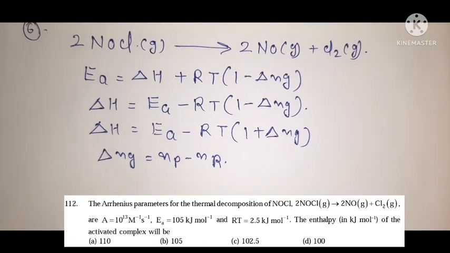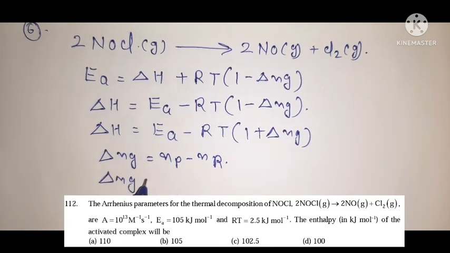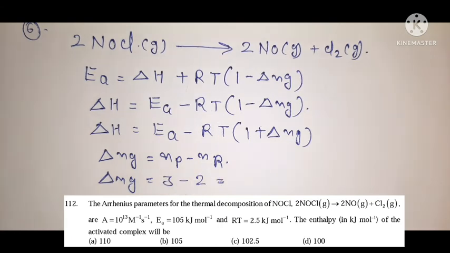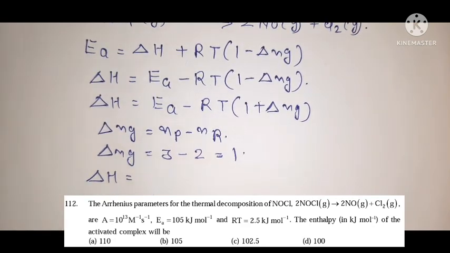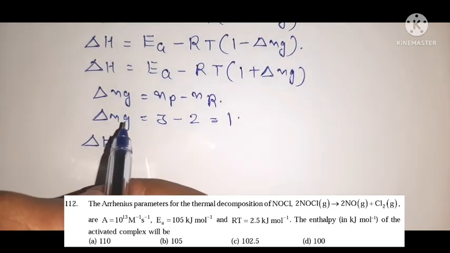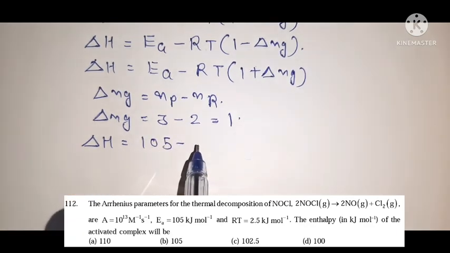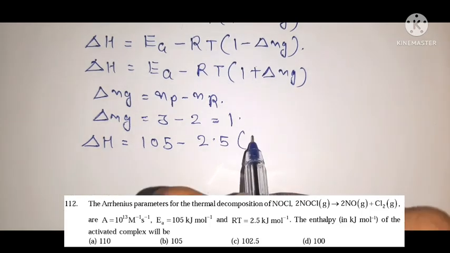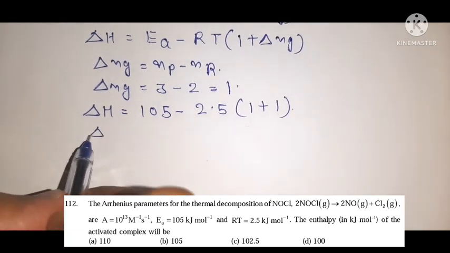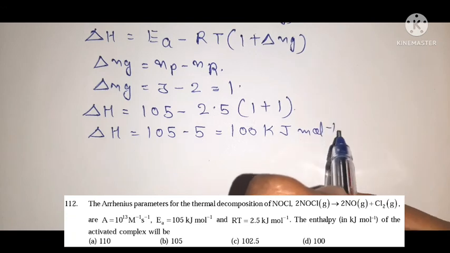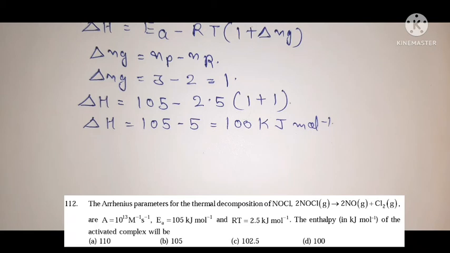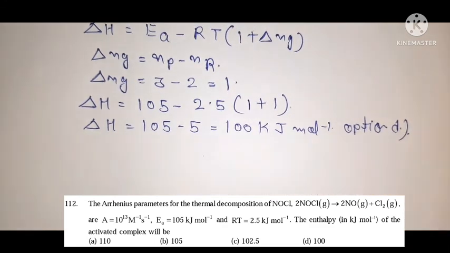Okay, and in this equation, what is the value of delta Ng? Here, see. Number of moles of product are 2 plus 1, that is 3, minus number of moles of reactant are 2. So the difference between numbers of moles of products and reactants is 1. So the value of delta Ng is equals to 1. So the value of delta H, the enthalpy of activation, according to the question is 105 minus the value of RT, which is 2.5, into 1 plus the value of delta Ng, 1. So it is 105 minus 5 is equals to 100 kilojoule per mole. So the enthalpy of activation for this reaction is 100 kilojoule per mole. That is your option D. Option D is the correct answer for this question.